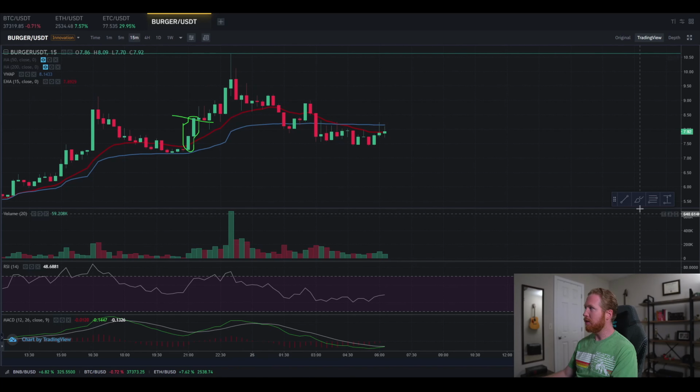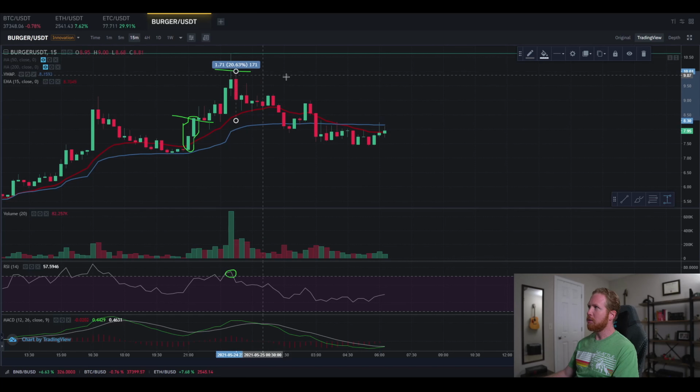Now look at this here, where the RSI starts to taper off and come back down, that's where you find your exit point. So it's roughly right about here. So you basically exit your position in this range here. And what that does is that nets you approximately 20%.